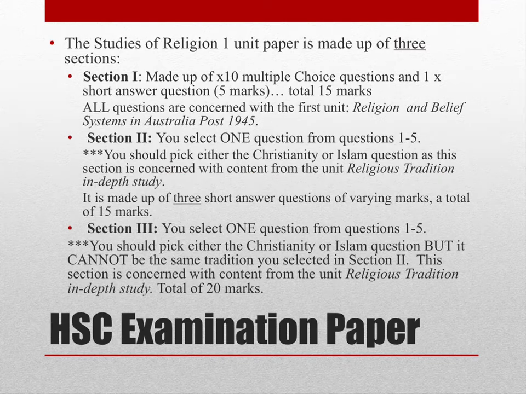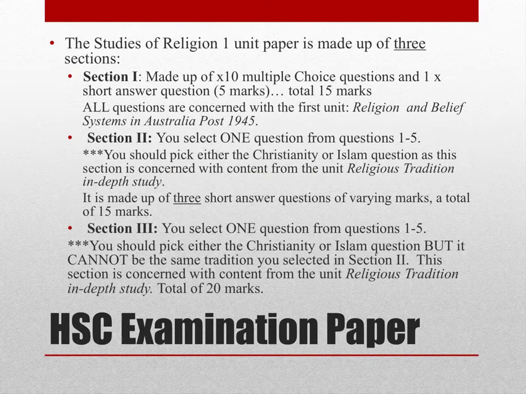To begin, let's just revise the HSC examination paper in terms of its layout. As you know from sitting your prelim exams, the HSC paper will be made up of 3 sections. The first section consists of 10 multiple choice questions and 1 short answer question, usually worth about 5 marks. The total mark allocation for section 1 is 15 marks. Now, all the questions within section 1 are concerned with the first unit of study within the HSC course. This is Religion and Belief Systems in Australia post-1945. Under that comes Aboriginal spirituality and religious adherence in the Australian landscape.